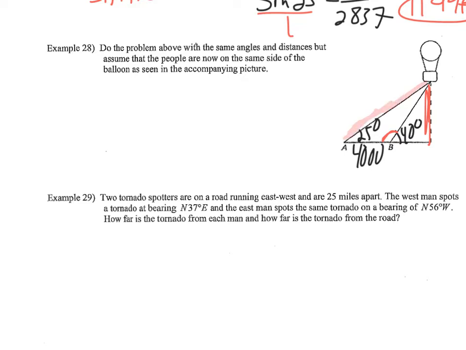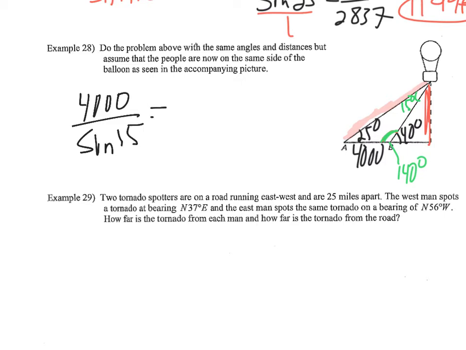I am looking for this side right here. I do know that this angle here is going to be 140 degrees, because they're supplementary. And this side is opposite this angle, so I need to find that angle. That's not going to be hard: 25 plus 140 is 165, and if I subtract that from 180, that angle is 15 degrees. So now I can say 4,000 over the sine of 15 equals the one I want over the sine of 140.